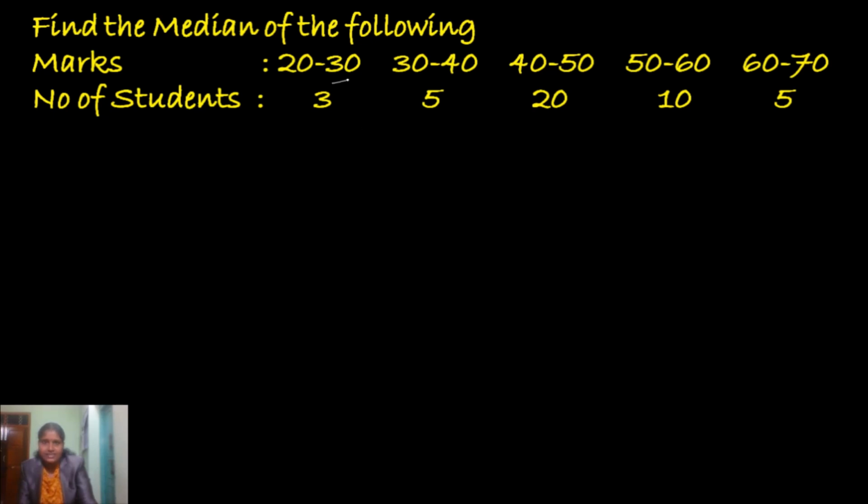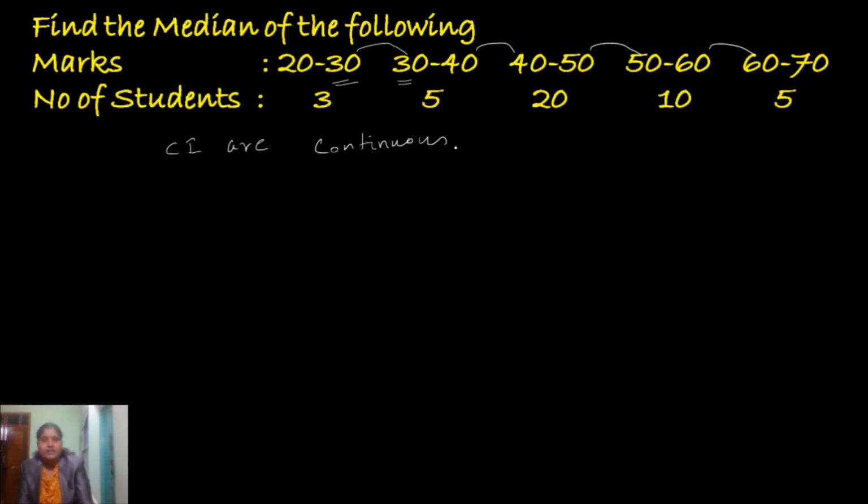Here the class intervals are continuous. That means there is no gap between one class interval and another class interval. For the first and second class interval, the lower limit of the second class interval is the upper limit of the first. So there is no gap. Here itself, the lower limit of the third class interval is the upper limit of the second. Here itself there is no gap. Like that for the next and the last one too. So class intervals are continuous in this case.